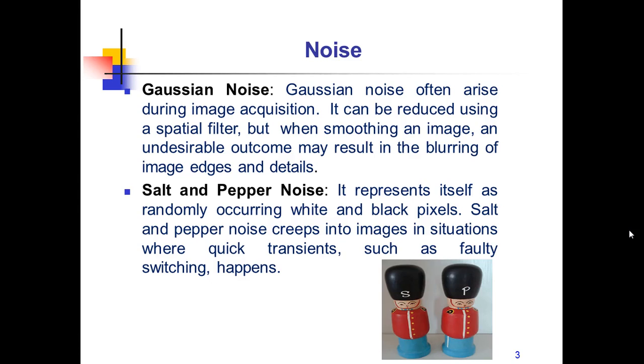First, let's look at the 2 very common noise. The first one is Gaussian noise. Gaussian noise can arise during the image transmission and acquisition. It can be reduced by using a spatial filter. The second one is salt and pepper noise. It can represent itself as randomly occurring white and black pixels. The white and black pixels are the reason why the impulse noise is also called salt and pepper noise. Salt and pepper noise creeps into images in situations where quick transitions happen.